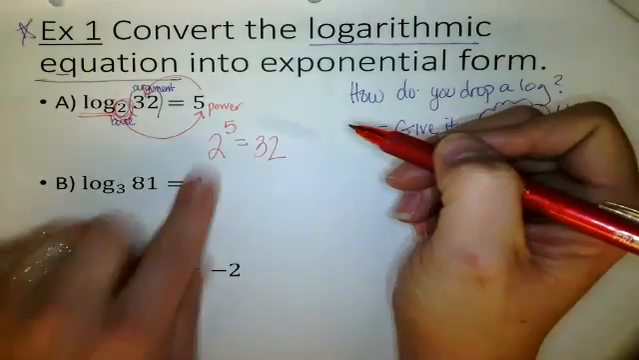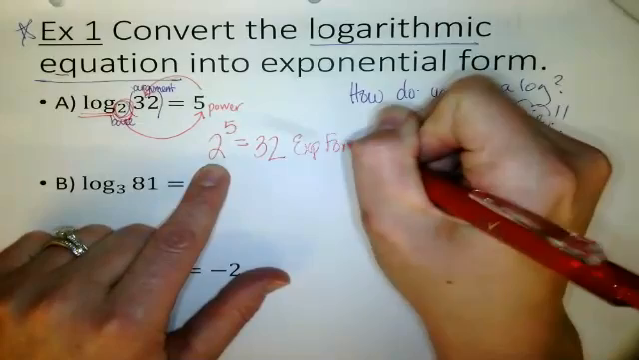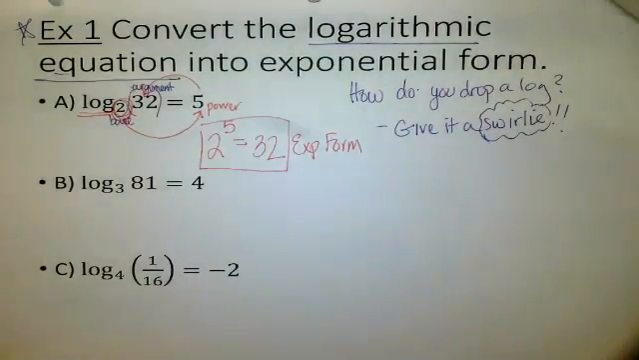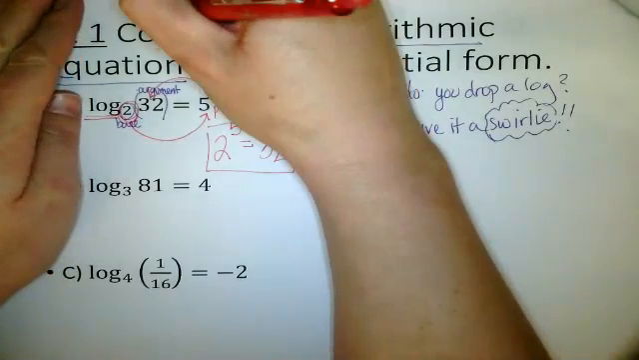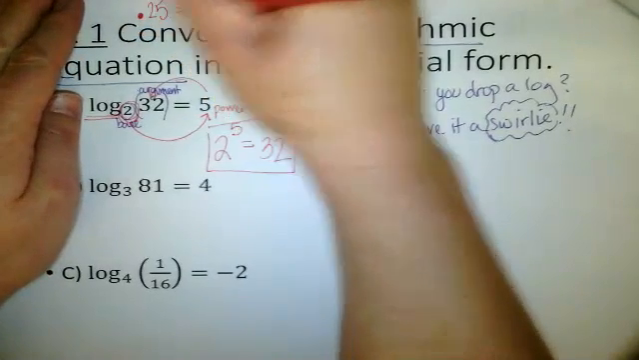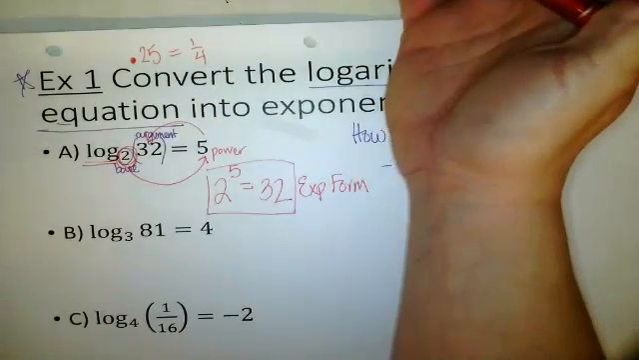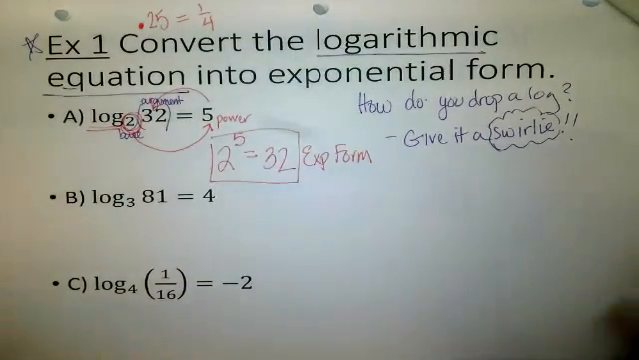And is 2 to the 5th equal to 32? Yes. So this is exponential form. Right here is exponential form using exponents. Is there a log anymore? No, we dropped it. So we are converting between two forms. It's two equivalent things. It's like converting between 0.25 and the fraction 1/4. They are equivalent. Well, we'll get to that in a couple of days. Logarithmic form is so that you know it's in logarithmic form.